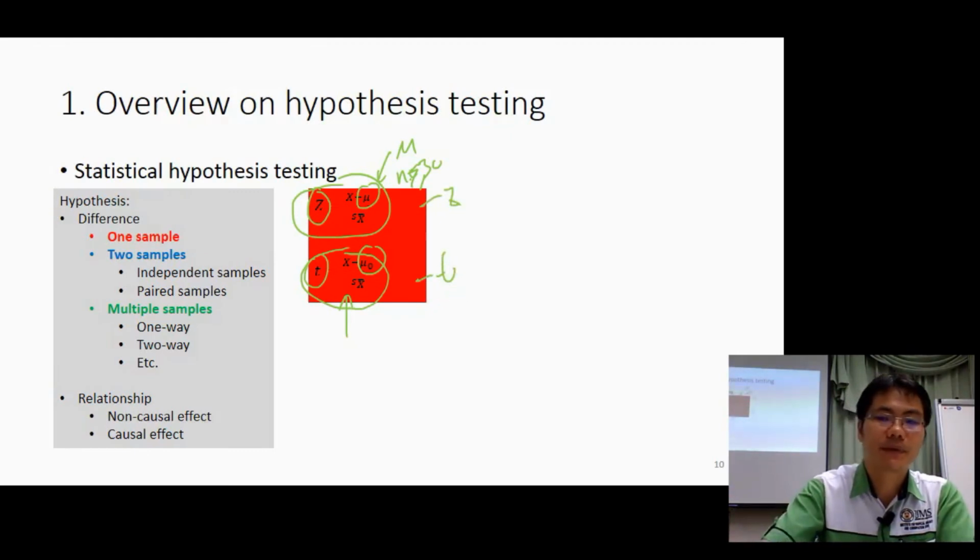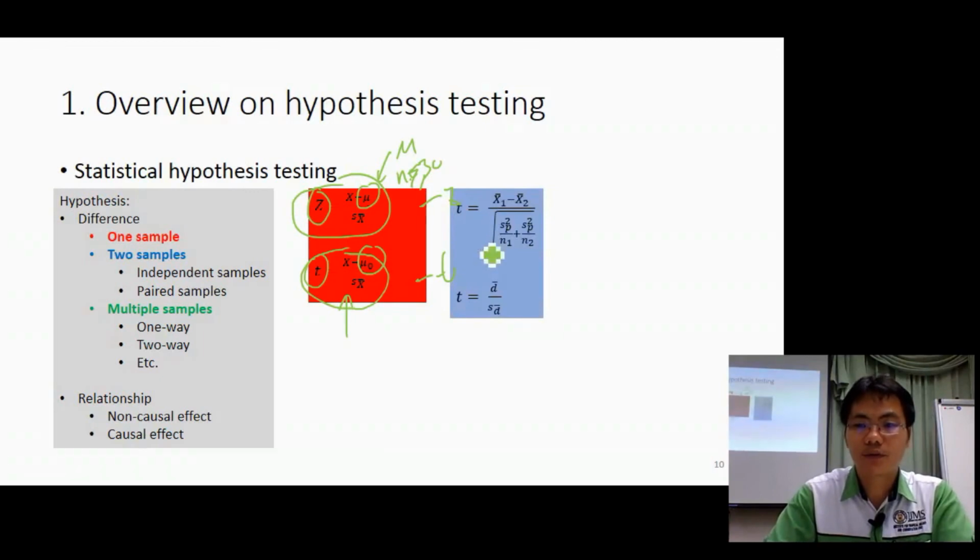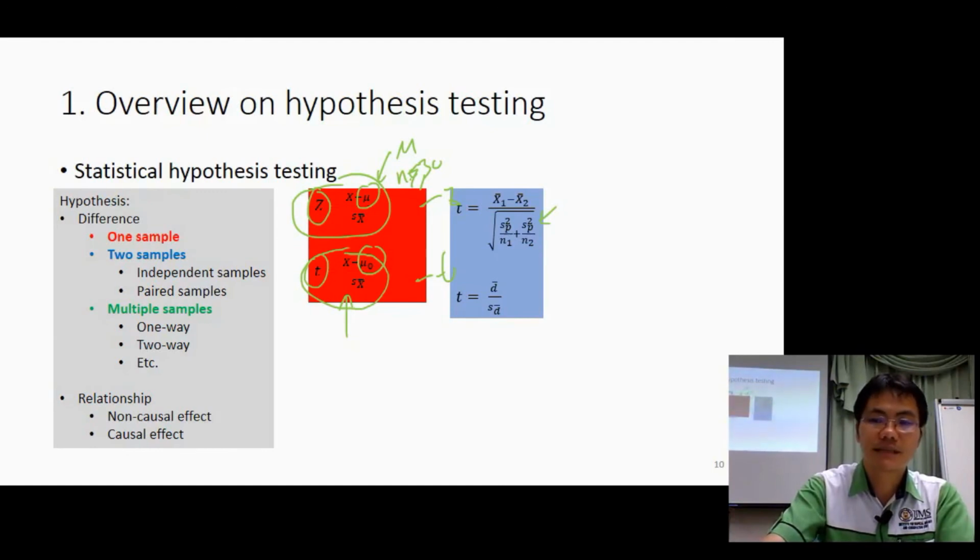Then for two sample tests, these are the formulas. This is for the independent sample. This is for the paired sample. We're going to discuss more in detail later.